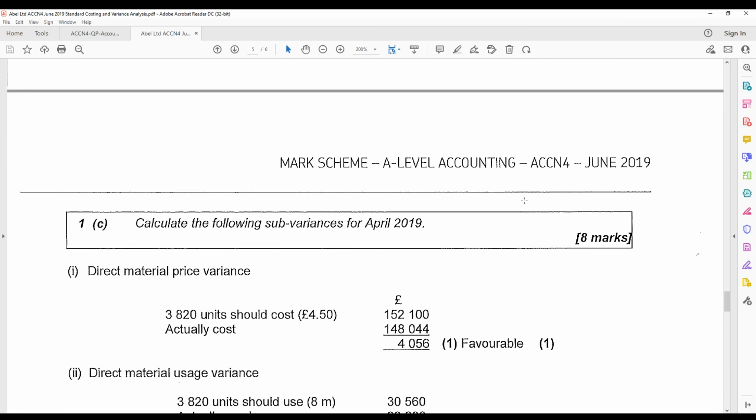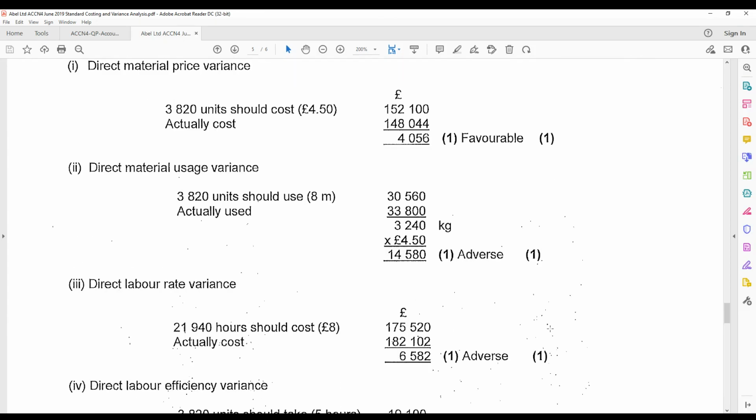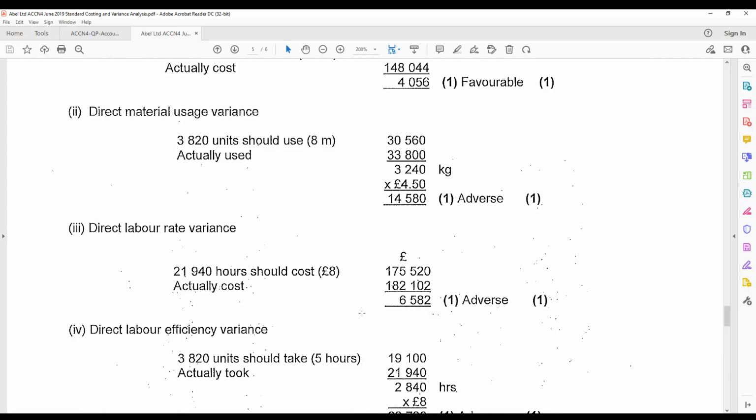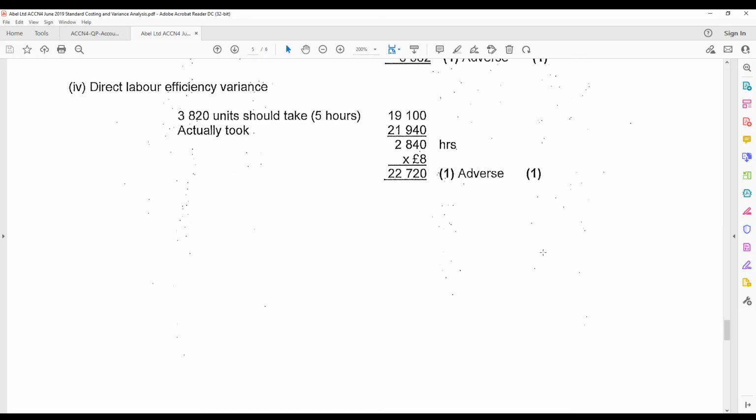And then we've got the subvariances, as I was saying, 4,056 favourable for the price variance, where we'd paid 12p a metre less, and then 14,580 adverse there. They've laid them out slightly differently to me, but still got the same numbers. 6,582 adverse on the labour rate variance, and then in terms of hours, they've wasted 2,840 hours, so they've got an adverse variance of 22,720 there.